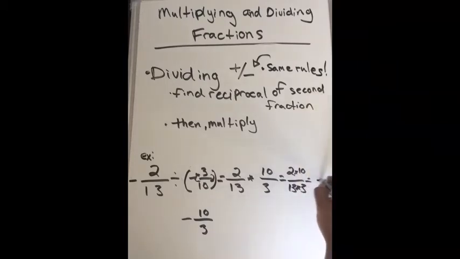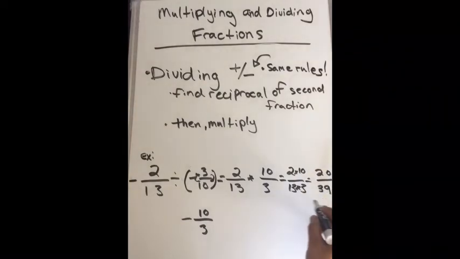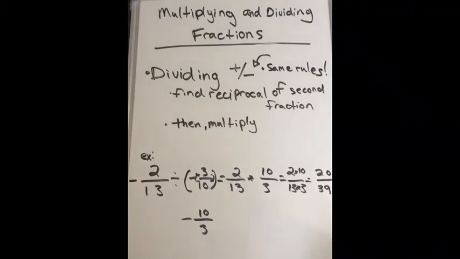That should give us 2 times 10 is 20, and 13 times 3 is 39. And that's going to be what our quotient is for this particular question, negative 2/13 divided by negative 3/10. Remember, the same rules apply when you're dividing and multiplying positive and negative numbers. So we had a negative divided by a negative, and that gave us a positive.